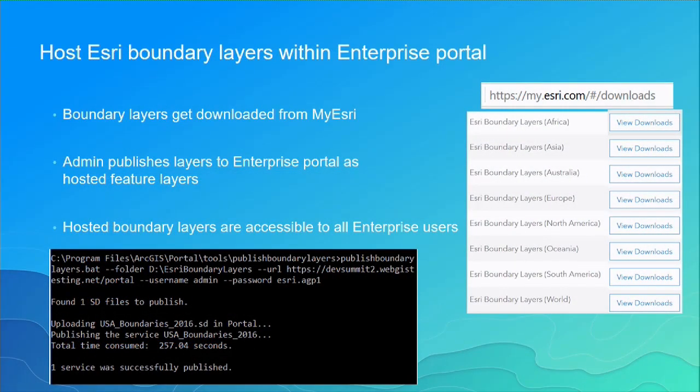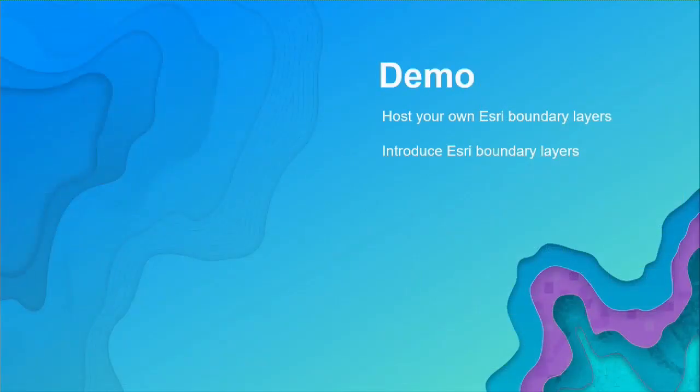Before jumping to the demo, I'd like to quickly show you how to host those boundary layers within Enterprise Portal. It's pretty straightforward. It's the administrator's job. If you are an enterprise user, don't worry about it. First, the administrator goes to My Esri and downloads a number of boundary layers based on the requirements. Then we have a set of utility tools installed with Enterprise Portal. You can use them to publish those layers as hosted feature layers. Once publishing is successful, those layers are accessible to all enterprise users. Level 1, level 2, it doesn't matter. Okay, let's jump to the second demo.